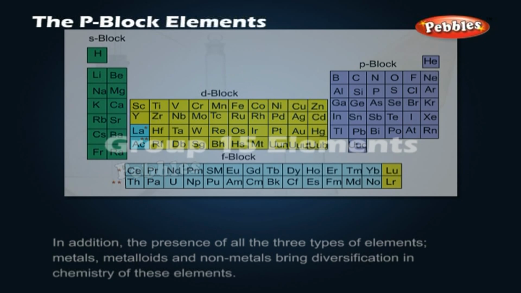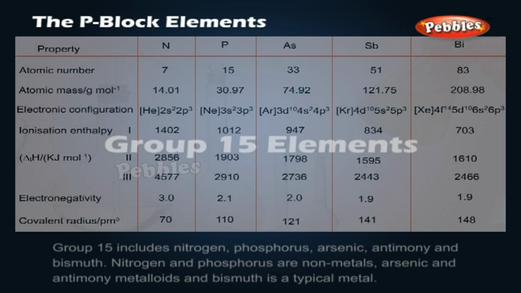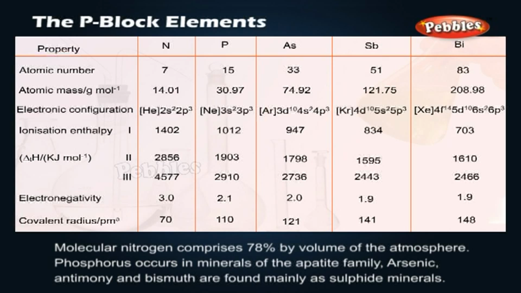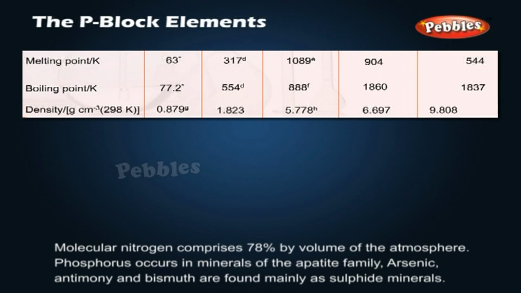Group 15 elements. Group 15 includes nitrogen, phosphorus, arsenic, antimony and bismuth. Nitrogen and phosphorus are non-metals, arsenic and antimony are metalloids, and bismuth is a typical metal. Molecular nitrogen comprises 78% by volume of the atmosphere. Phosphorus occurs in minerals of the apatite family. Arsenic, antimony, and bismuth are found mainly as sulfide minerals.